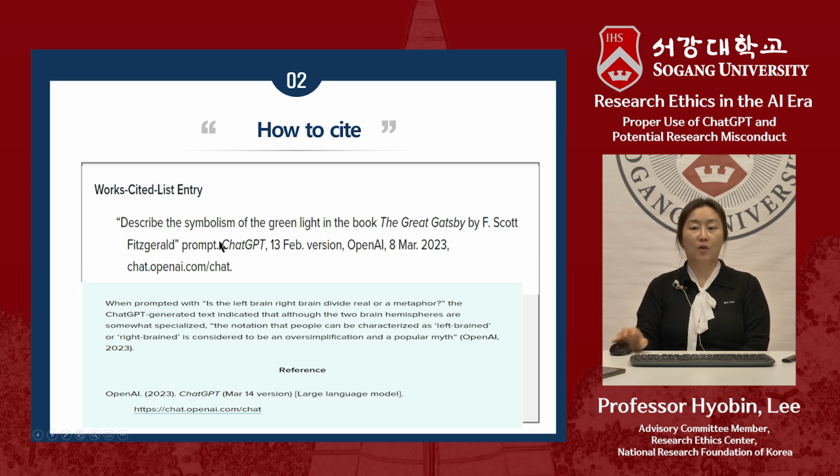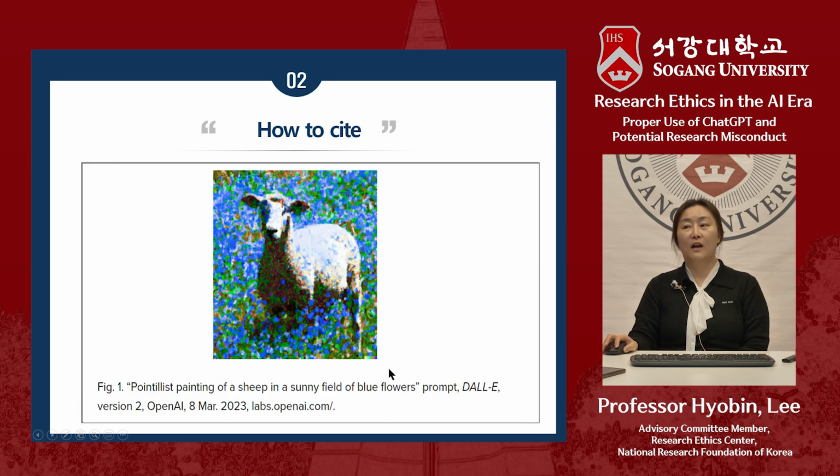And this is a citation example for a drawing. So you can use a drawing made by ChatGPT, but you should provide a citation. The pointillist painting of a sheep in a sunny field of blue flowers. That's the prompt, and it used DALL-E, version 2, OpenAI, date, and URL. So this is how to cite.